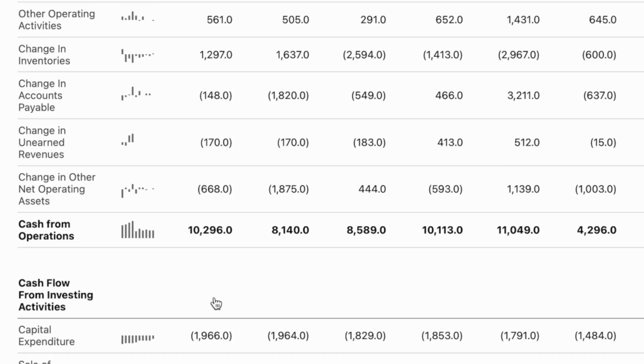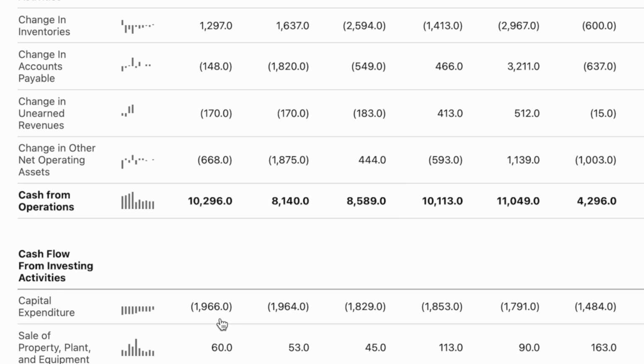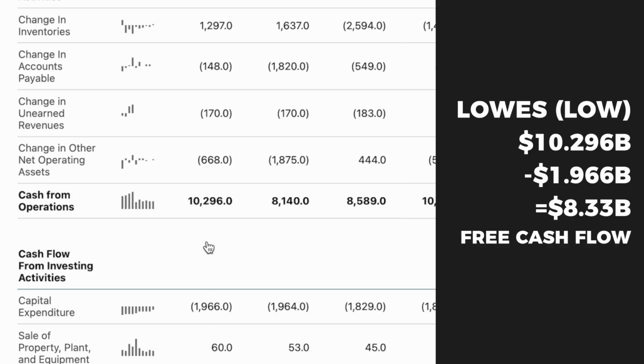Now the second number we need is capital expenditures. If we scroll down just a little bit, we see the capital expenditures are right here. If we do this quick math and basically take cash from operations minus capital expenditures, we get $8.33 billion, which means that Lowe's free cash flow for the trailing 12 months is $8.33 billion.